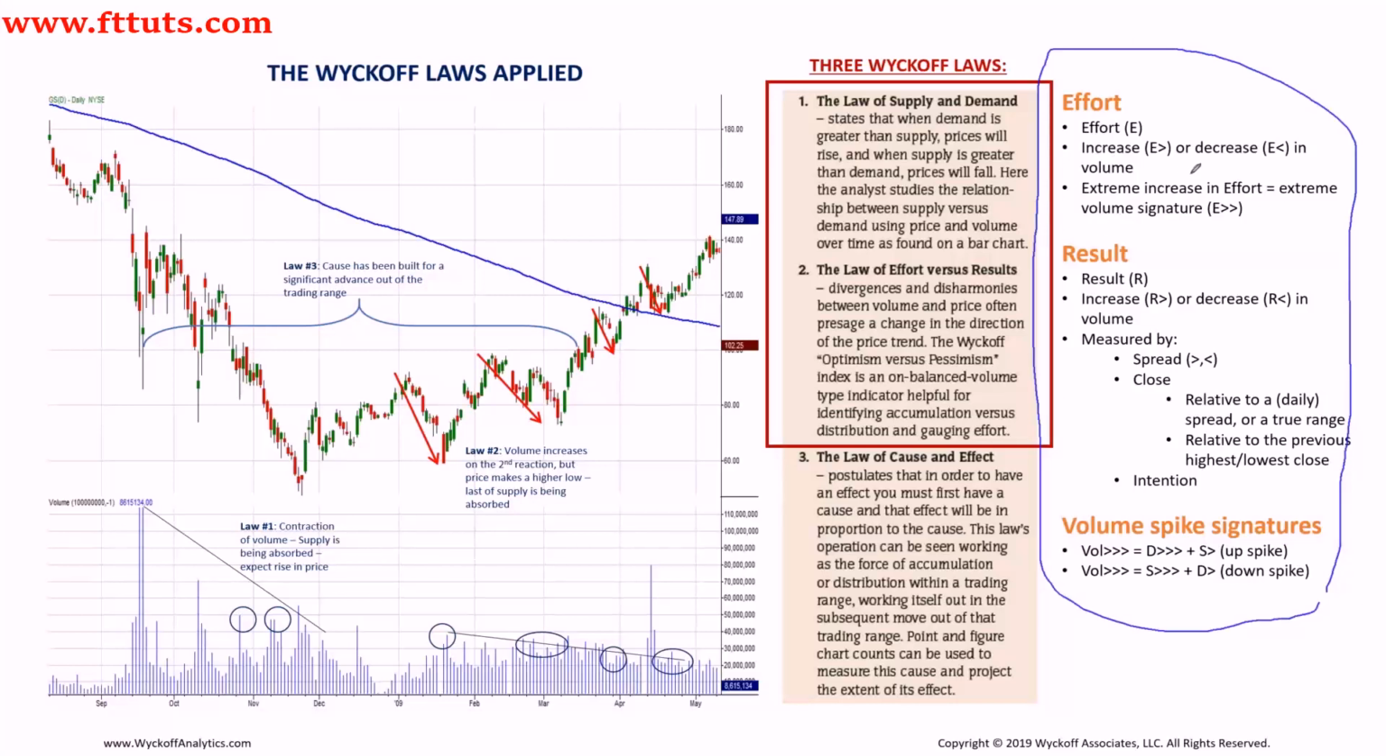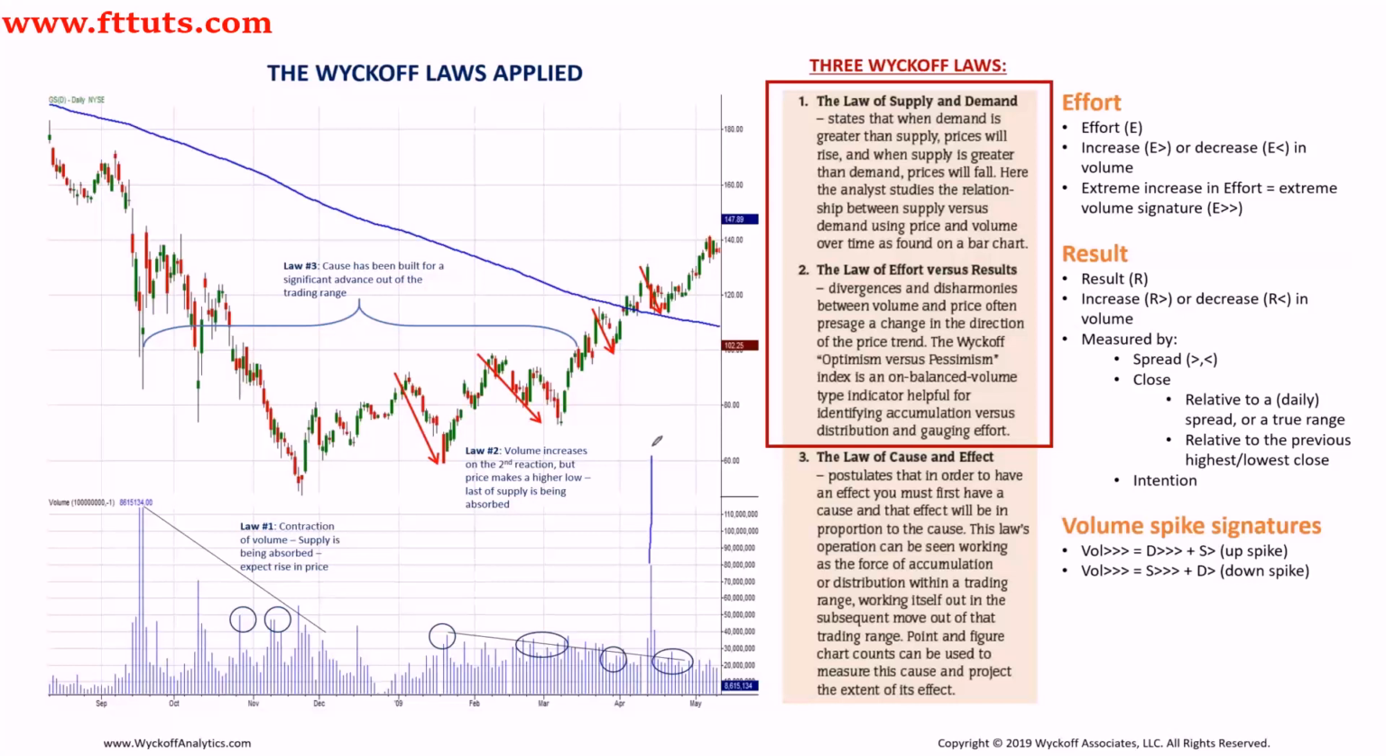What do we look at in the effort? What do we look at in the result? Especially, how do we measure the result? That's extremely important. And then I also want you to understand that in some cases, for instance, in the case of this latest reaction, we are going to have an increased volume signature that would suggest or equal an increased downward pressure.